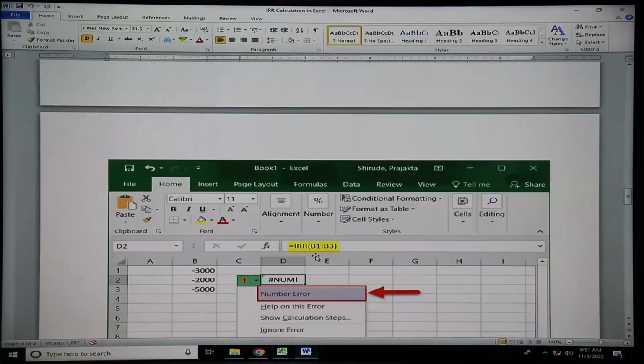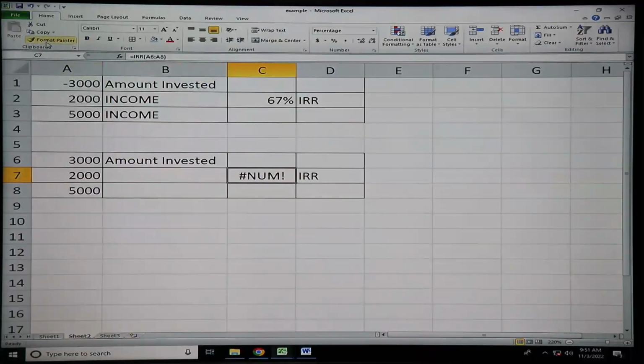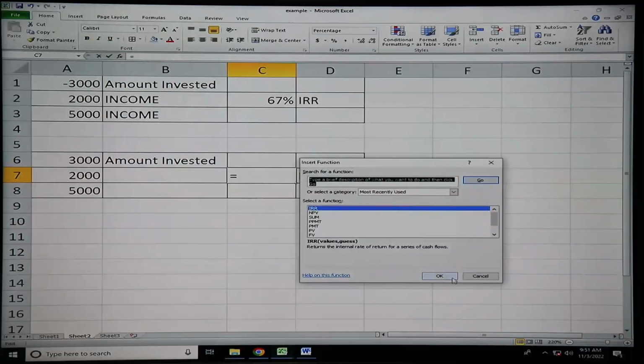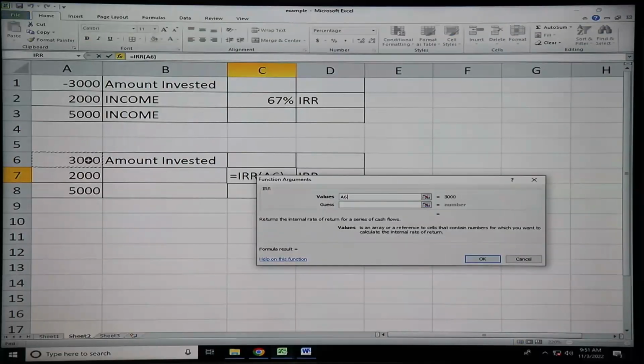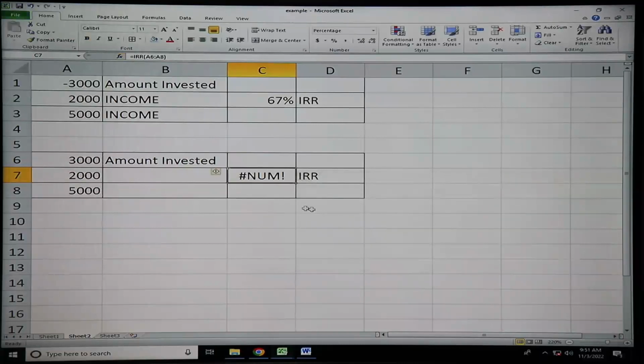Now there is a sign that appears just close to the error. Let me click undo and repeat this again with a positive value here. I insert the function IRR, the values here, then okay. Always you'll find this icon that appears here. This is a problem with the number used in the formula.